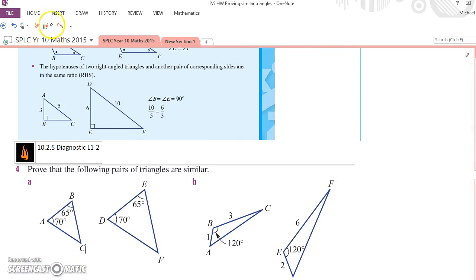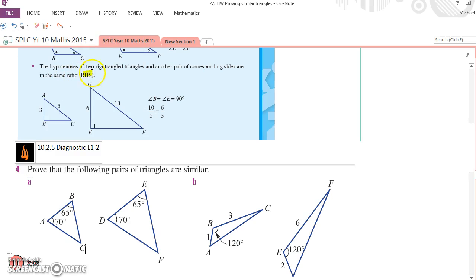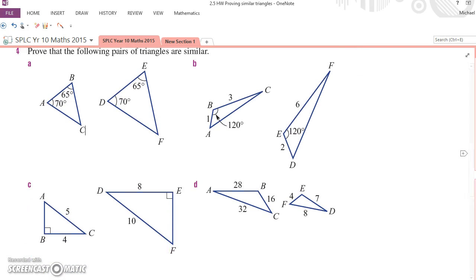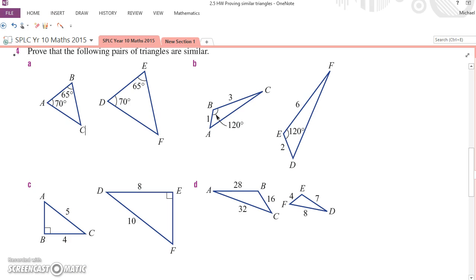Finally, you've got the RHS, right angle, hypotenuse, and one other side. If you have that with sides in proportion instead of being equal this time, you don't have congruence, you have similarity. Let's have a look at some really quick examples. This is out of the fluency section, so pretty straightforward. Prove that the following pairs of triangles are similar.